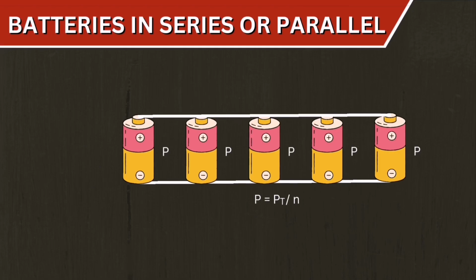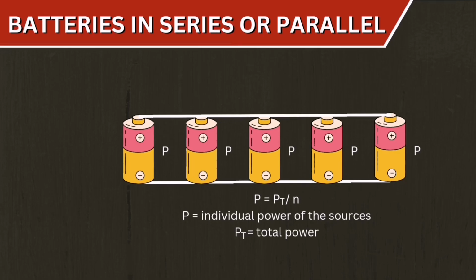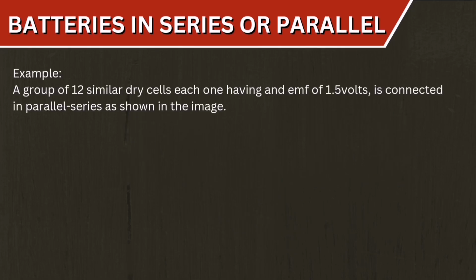Then lastly, guys, the power delivered by the individual units is equal. So we will use P is equal to P sub T divided by N, where P is the individual power of the source, N is the number of sources, and P sub T is the total power. Just like the series connected sources, the total power of parallel connected sources can also be solved by P sub T is equal to N multiplied by P. Okay guys, we go now to the examples.